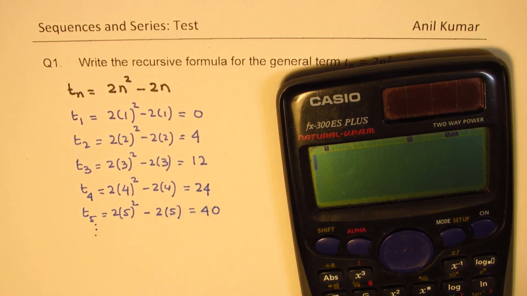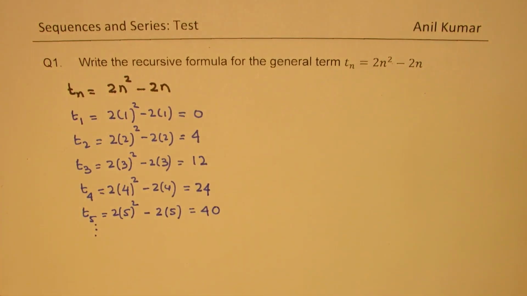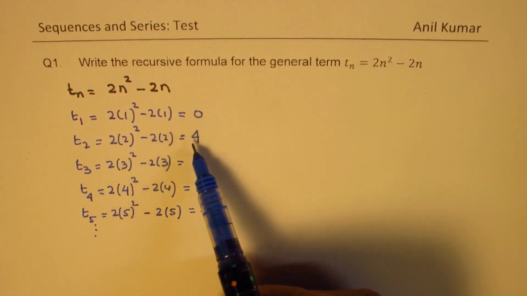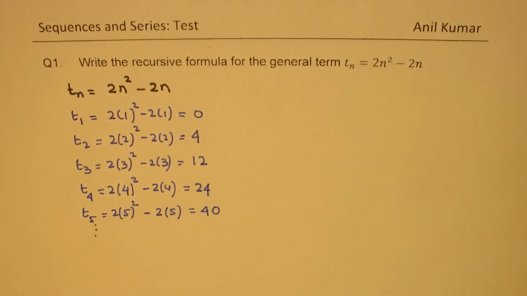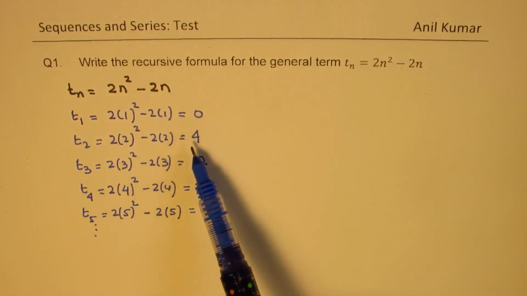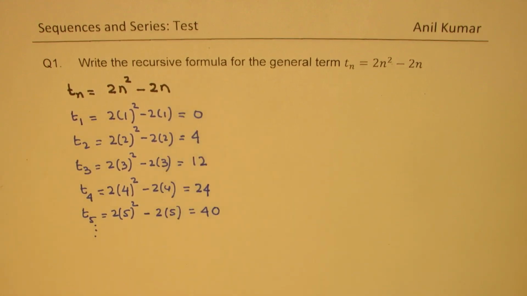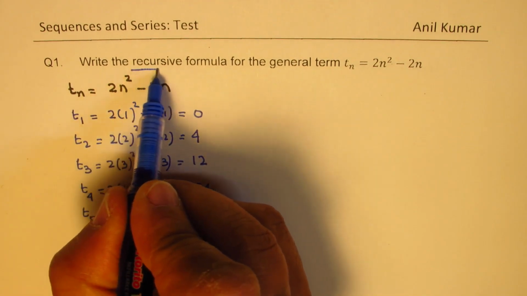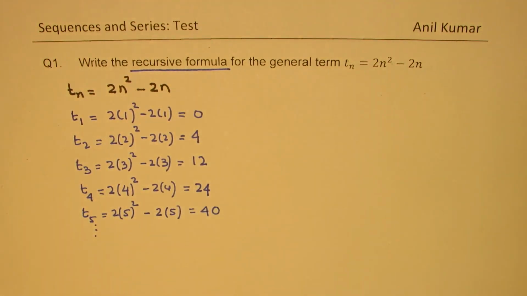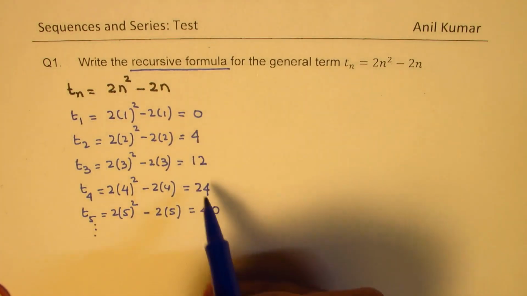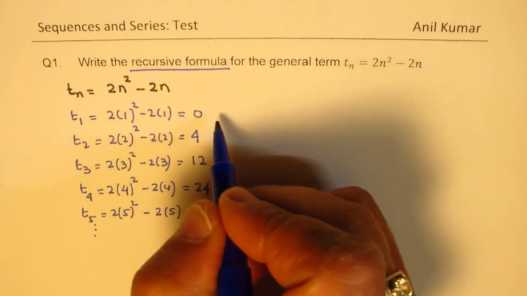So that is how we could continue, and we get an idea of the different elements in this particular sequence. So what you notice here is that we have 0, 4, 12, 24, 40, and so on. Now, how do I get the recursive formula from these terms? That is a real big question, correct? So you could do trial and error, or what I would like to do here is go with first and second difference, right? So we could actually do first difference and second difference.